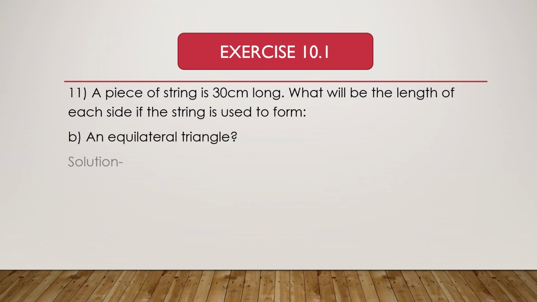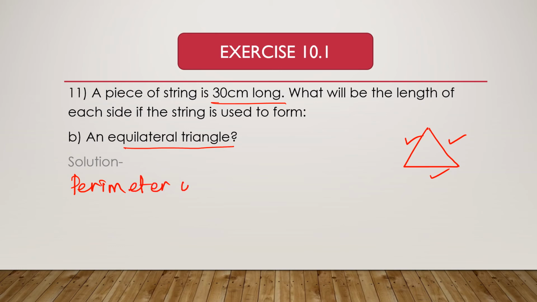Now the second part, 11b. A piece of string is 30 centimeter long. What will be the length of each side if the string is used to form an equilateral triangle? In equilateral triangle, all 3 sides are equal. So perimeter, it is given that perimeter is 30 centimeter. Perimeter of equilateral triangle.